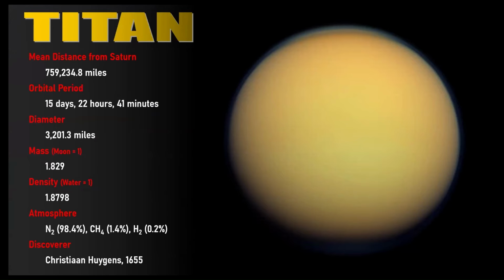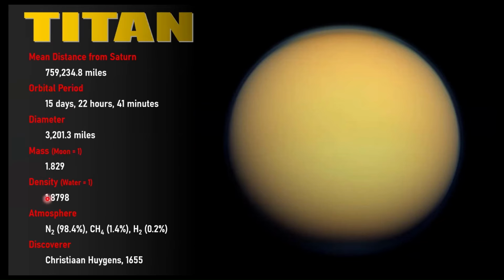The first thing you can tell about Titan is, look at it. It has an atmosphere. That's very exciting. Most moons are barren and dead, but not Titan. So on average, Titan's about 760,000 miles from Saturn. Takes about 15 days to complete one orbit about Saturn. It's actually larger in diameter than Mercury.